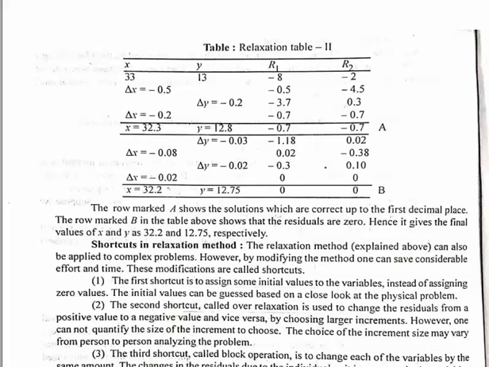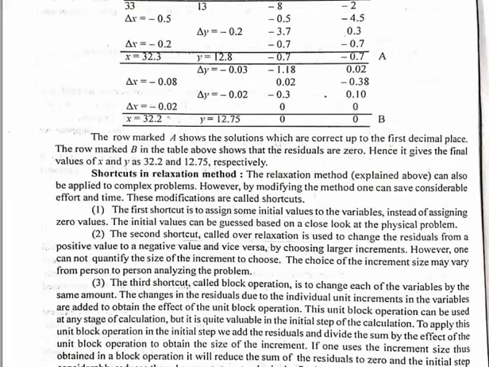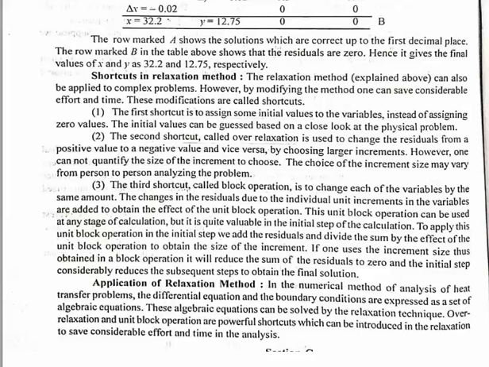The third shortcut is called the block operation, in which each variable is changed by the same amount, and the change of the residual due to the individual unit increment in the variable is considered. It is quite useful in the initial step of the calculation to apply this unit block operation. In the initial step we add the residuals and divide this sum by the sum of the effects obtained in a block operation. It will be the size of the increment if one uses the increment size thus obtained in a block operation. It will reduce the sum of residuals considerably in the initial step, reducing the subsequent steps needed to obtain the final solution.